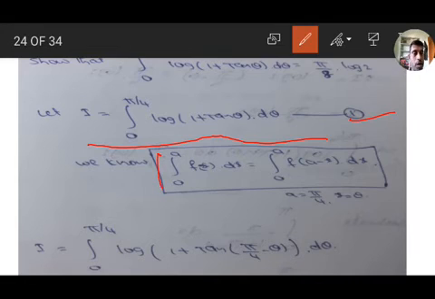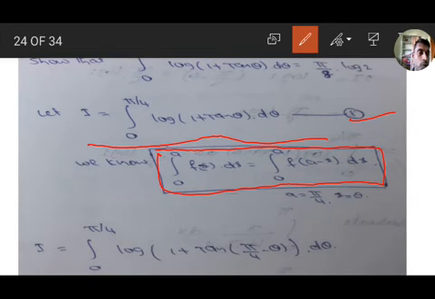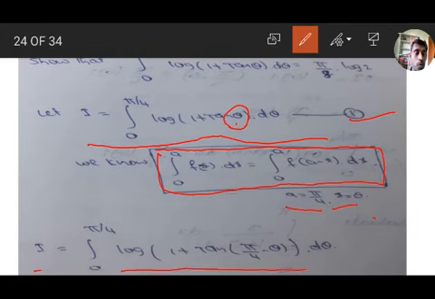And we know the property: integration 0 to a of f(x) dx equals integration 0 to a of f(a minus x) dx, where a equals pi by 4 and the variable is theta. So in place of theta we substitute pi by 4 minus theta. That is, I equals integration 0 to pi by 4 of log of 1 plus tan of (pi by 4 minus theta), where a means pi by 4 and x means theta.